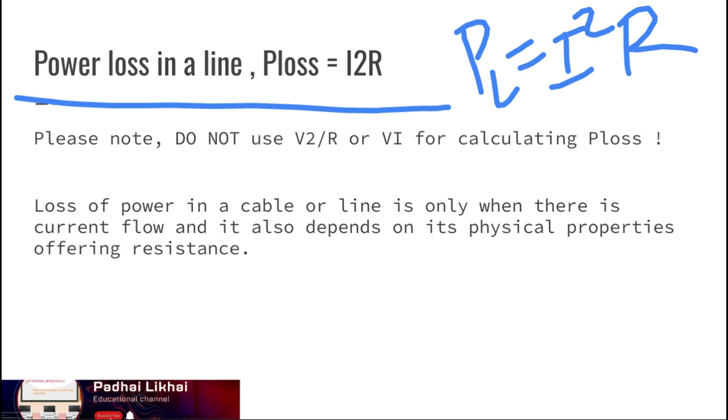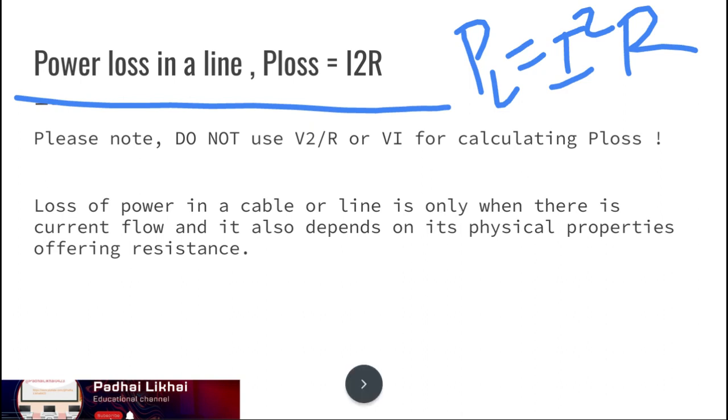So why so? Because when we are talking about the power loss in a transmission line, it is definitely going to depend on the physical properties of the transmission line, which offers the resistance. Second, whatever the voltage may be, if the circuit is not closed and there is no current flowing in the transmission line, there is no meaning of any voltage drop. So it is the current flowing through the transmission line and the physical properties offering the resistance, the two critical factors which decide the power loss in the transmission line.